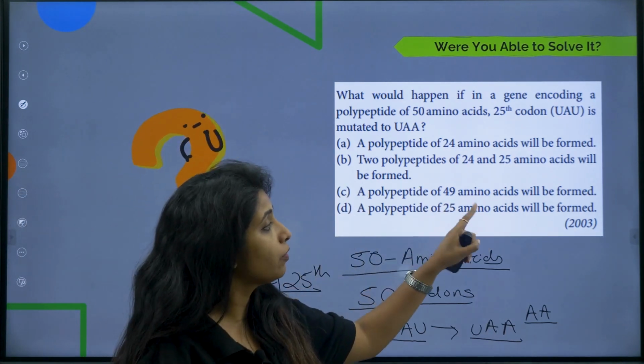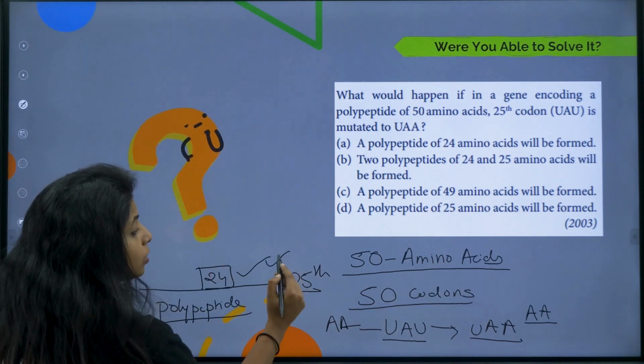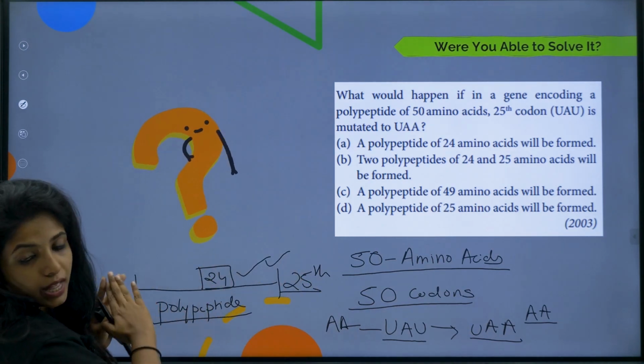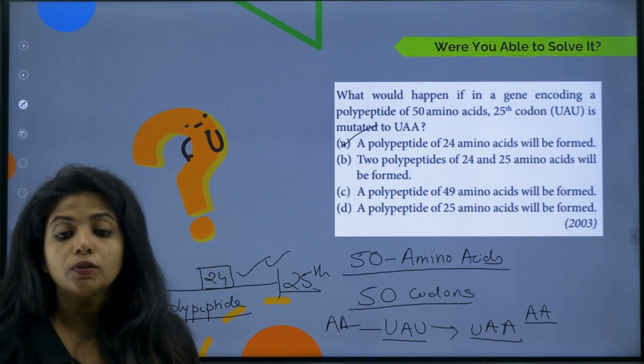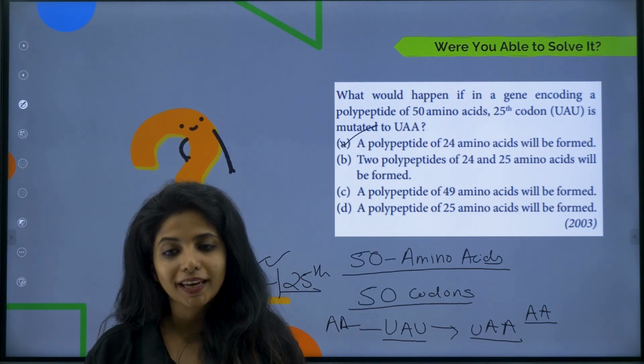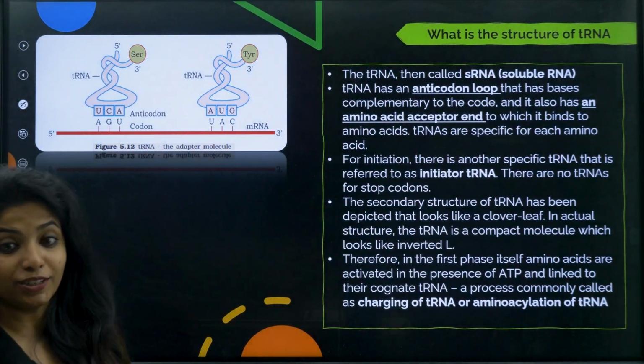A polypeptide of 25 amino acids will be formed? It's 24, because I'm sure of this particular thing, because it happened before the 25th codon. Everything was perfect according to the question. So this is the correct answer. This came in 2003. I hope you were able to solve this question. Now going ahead, today's topic.